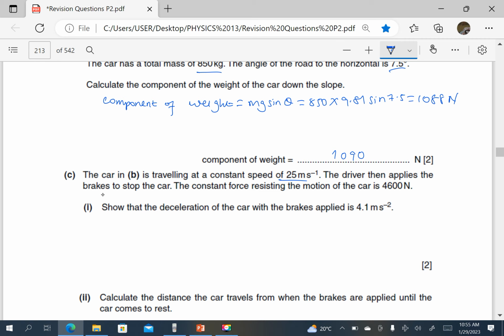The car in B is traveling at a constant speed of 25 meters per second. The driver then applies the brakes to stop. The constant force resisting the motion of the car is 4,600 newtons. Note that the component of the weight down the slope is 1090, but there is a resistive force of 4,600 newtons resisting the motion in the opposite direction. That means the car is slowing down, so the resistive force is greater than the component of the weight down the slope.